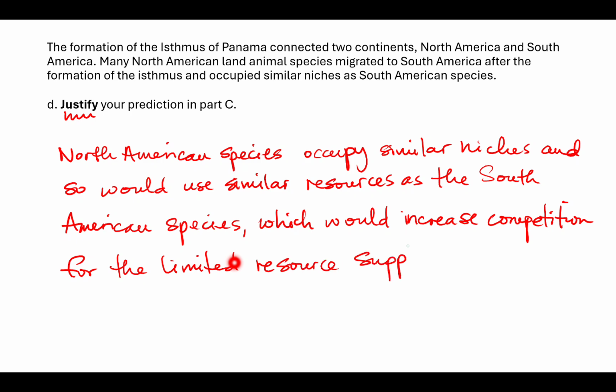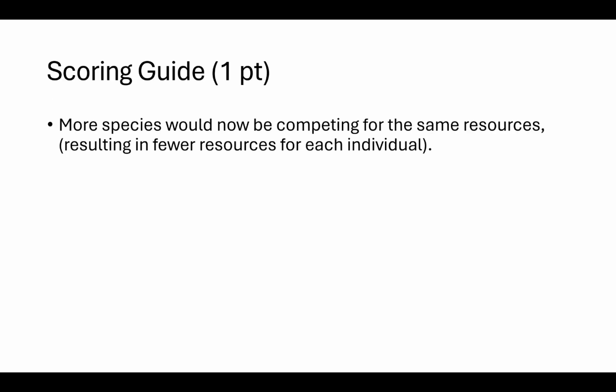Now, again, I am giving you the answer that I came up with when I was first reading this before I looked at the scoring guide. So that doesn't mean that this is the only answer. In fact, if we look at the scoring guide, it just says more species would be competing for the same resources, and then it says resulting in fewer resources for each individual. As long as you have something that means the same thing, you would earn the credit. But I do caution you, sometimes they look for very specific terms.